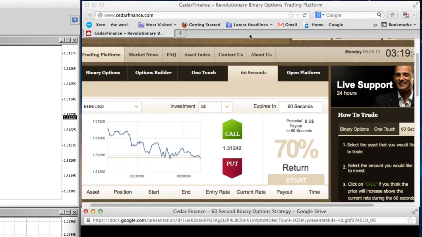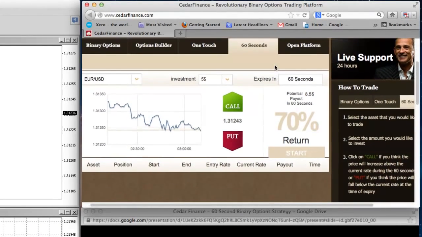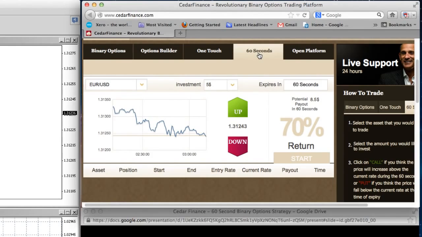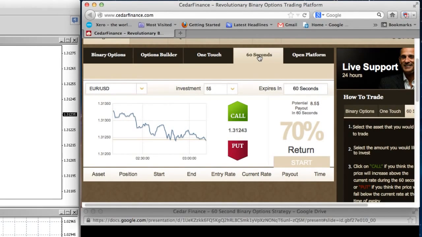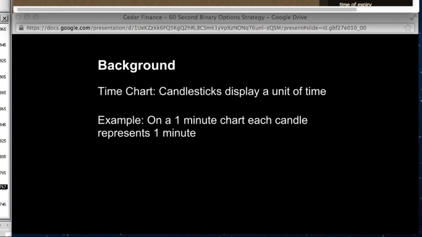Okay, and also in this window here I've got Cedar Finance open and logged in. I'm on this 60 seconds sub page. Here I can select the different currencies that I want to choose. My investment amount, $5 is the minimum, and up or down, and I'm getting a 70% return on the Euro USD, for example. If I bring up the AUD USD, it's also the same 70% return on any investments.